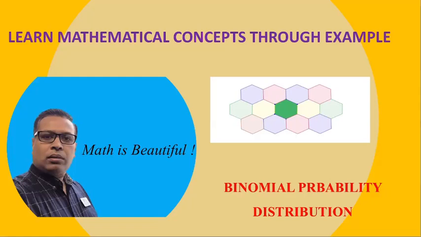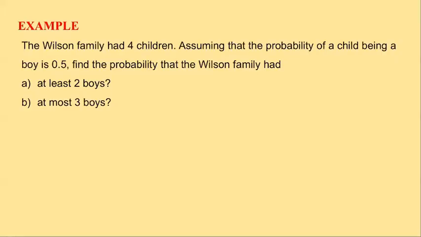In this video, we are going to learn how to solve a problem on binomial probability distribution. Here is the problem. The Wilson family had 4 children. Assume that the probability of a child being a boy is 0.5. Find the probability that the Wilson family had at least 2 boys. Part B, at most 3 boys.